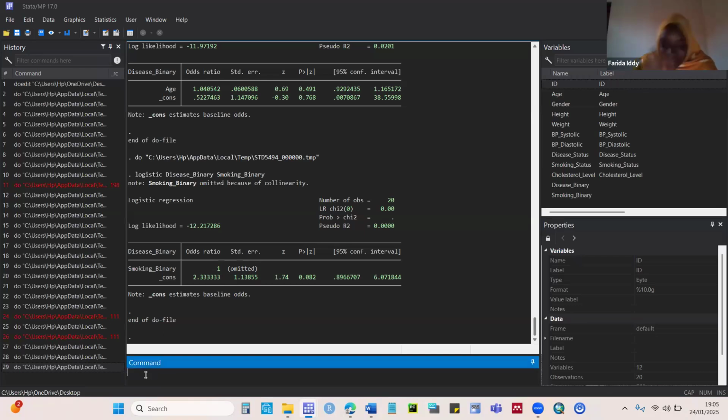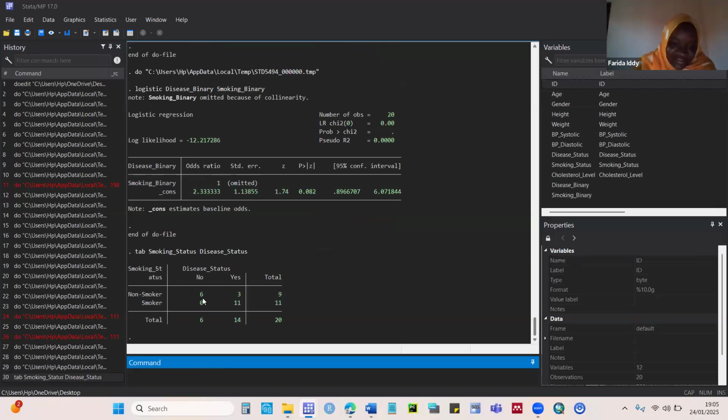So this can be observed because if you try to just tabulate these two, you find out that there is 0 in a table. That's why we have 1.